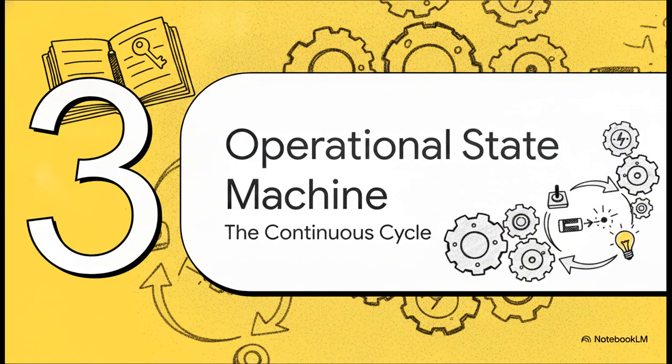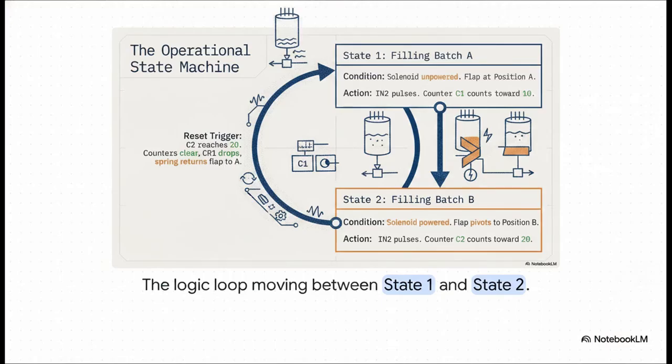With our dictionary in hand, we transition into part 3, the operational state machine. Let's explore exactly how the PLC organizes these inputs and outputs into a continuous cycle. And this brilliantly illustrates that exact cycle. We start out in state 1, filling batch A.